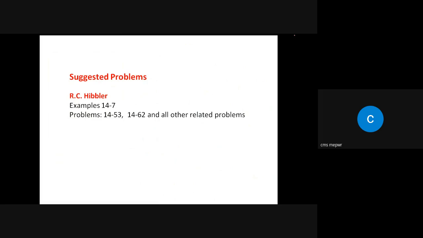Okay, so again, if you go to RC Hibbeler, there is one example 14.8. I have done this 14.7, 14.8 problem. The one that I just did is 14.8, and the one that I suggested for you is 14.7. That one is the simpler one. You can also do problems 14.53, 14.62, and if you feel there are other relevant problems, you can also go through them just for your practice.